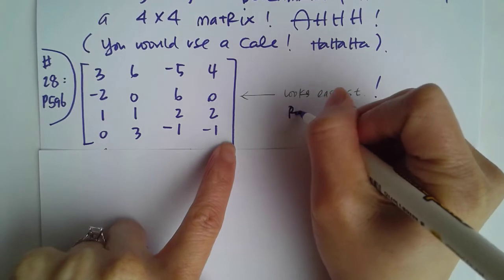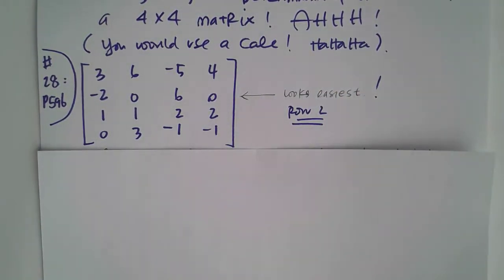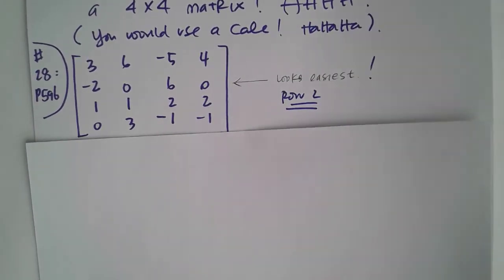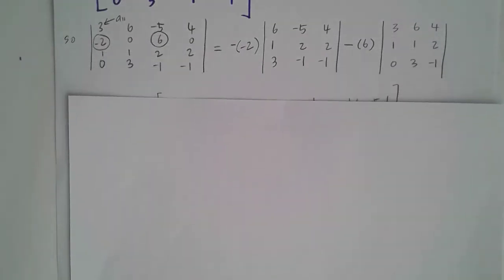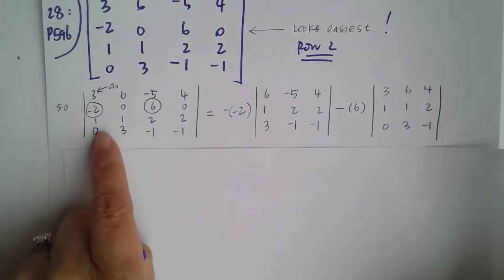Second row. Row 2 has been chosen. Now, this one's already done by me. I'm going to explain my process, okay? So I chose row 2 because it's got lots of zeros, okay? Let's move on. So I did this. So I said, okay, I chose row 2, right? Actually, I'll show you the whole question.